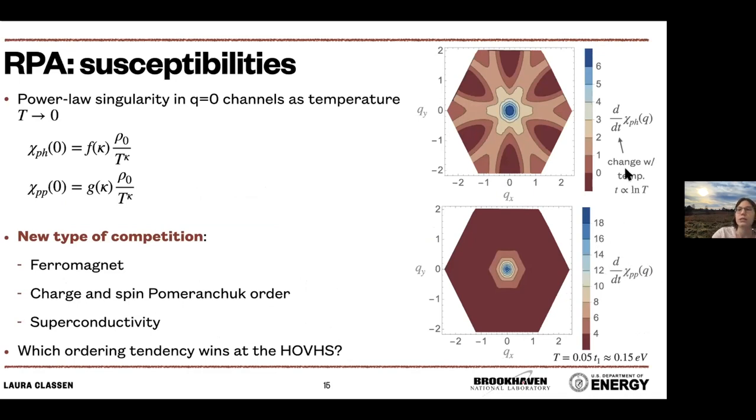Here you see the pairing susceptibility and the particle hole susceptibility for charge and spin orders. And in both cases, they develop a peak at zero wave vector transfer, which is connected to a singularity at zero wave vector transfer upon lowering the temperature, which again has a power law form inherited from the density of states power law behavior. So this means that all of these orders here in principle are candidates for an instability: ferromagnetism, charge and spin Pomeranchuk orders, or superconductivity, depending on which one has the largest interaction, which channel the largest attraction develops. So which ordering tendency wins now in this high order Van Hove scenario?